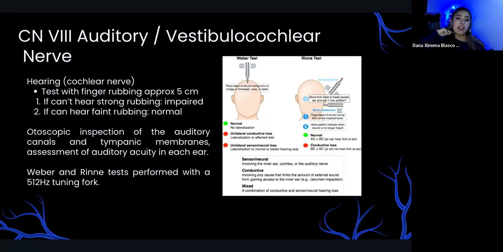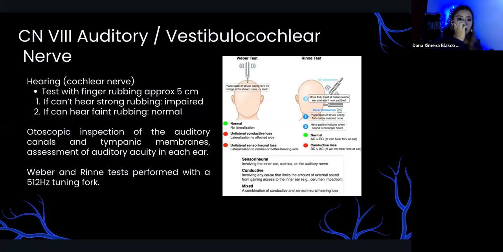If you do this with your hands, that's finger rubbing. And if you have a proper auditory function, you're going to be able to hear this. If you rub your fingers approximately 5 centimeters from your ear, you're going to be able to hear this. Listen to this, do it yourself. If you can hear a faint rubbing, that's normal. But if you can't hear even strong rubbing, that's impaired hearing.